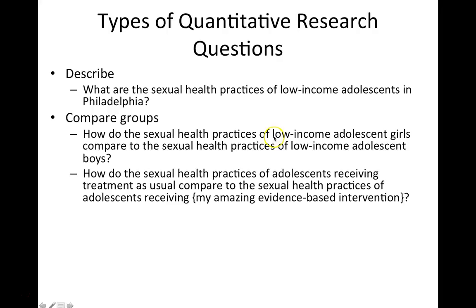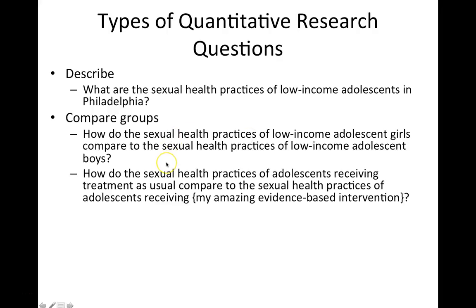And if we're looking at this and thinking about the variables that are involved in here, I can look at this question and know that sexual health practices is the outcome variable that we're looking at. So we have low-income adolescent girls and low-income adolescent boys as our two groups. And so the difference between those two groups is gender here, or biological sex, depending on how we're defining that. And so I would know that my independent variable is sex, and there are two levels of it, girls and boys, and then sexual health practices is my dependent variable.